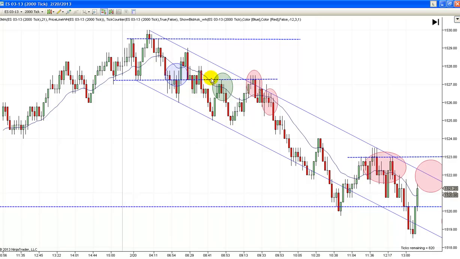We've got to be thinking this is either going to act as resistance and turn it down, or we're going to get back inside it and it'll act like support again. Well, guess what? It acted as resistance. That's a little more aggressive trade. It's a breakout pullback short, but it's a viable trade. There's nothing wrong with taking it.